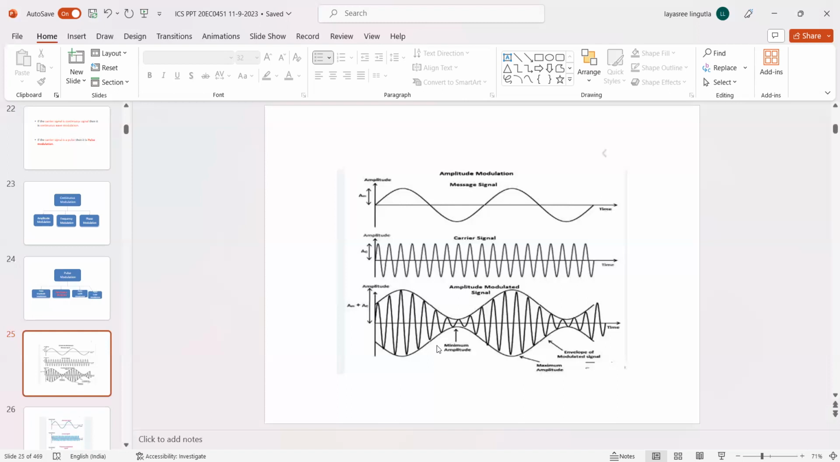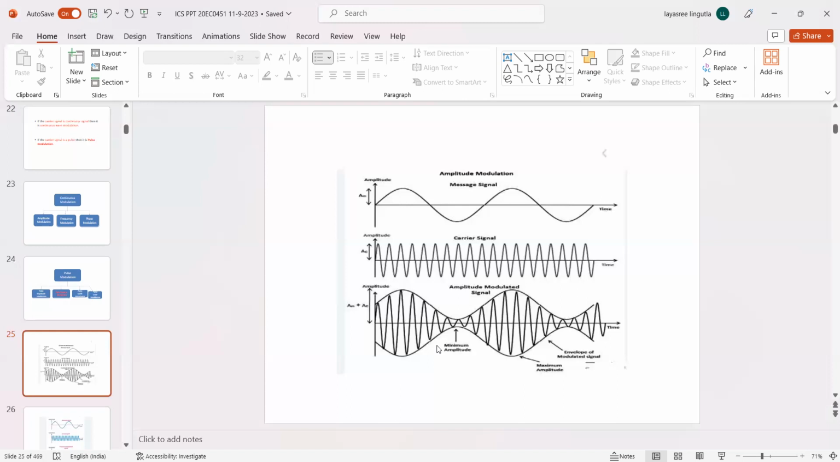In order to perform amplitude modulation, I need to calculate the modulation index, which is (Vmax minus Vmin) divided by (Vmax plus Vmin) into 100. This is the formula to find the modulation index.